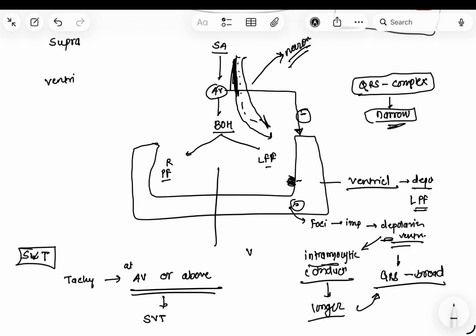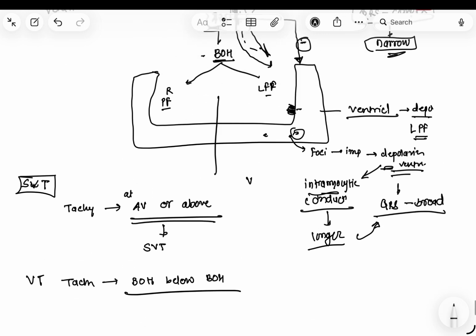If the tachycardia originates at the AV node or above the AV node, that is the SA node, or within the atria as a foci, then it is supraventricular. And whenever there is a tachycardia at the bundle of His, below the bundle of His, or in the ventricle anywhere, it will be considered ventricular tachycardia.